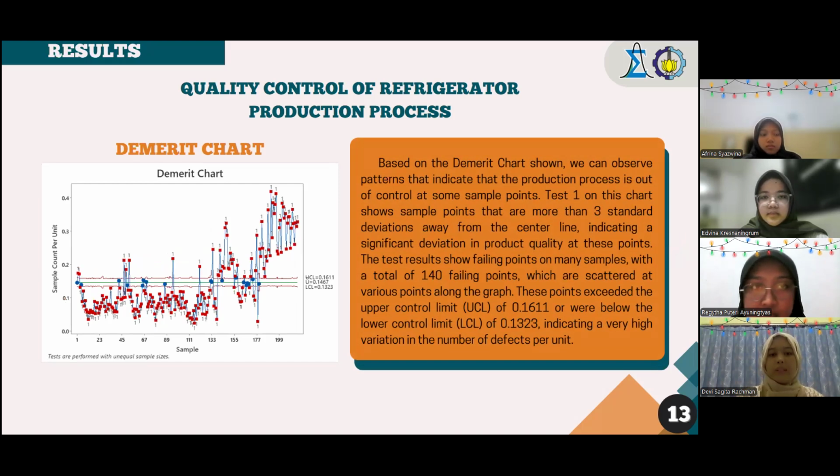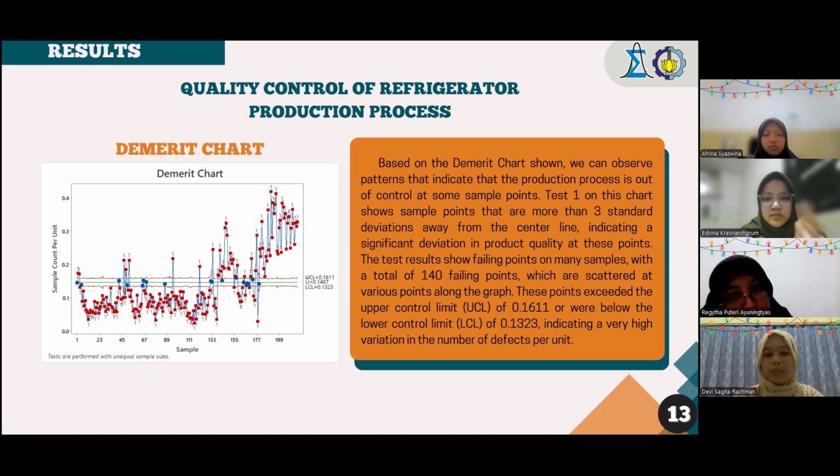Okay, next, the demerit chart. Based on the demerit chart shown, we can observe patterns that indicate that the production process is out of control at some sample points. With test 1 on this chart, the sample points are more than 3 standard deviations away from the center line, indicating a significant deviation in product quality at these points. The test results show failing points on many samples, with a total of 140 failing points, which are spread at various points along the graph.